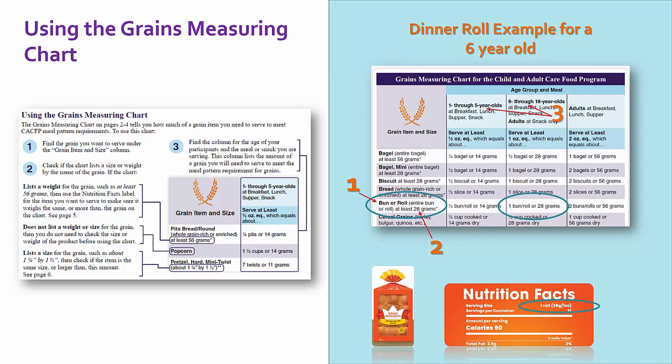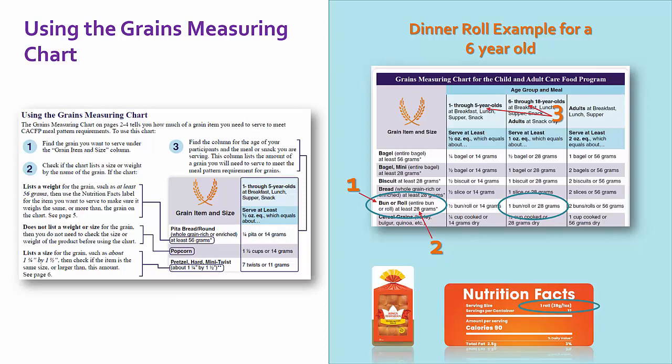So how do we use these charts, okay? So here are the instructions on how to use them. First, you're going to find the grain that you want to serve under the grain item and size. And please be advised that they're listed in alphabetical order. So that's step 1, find the grain. And then step 2, check if the chart lists a size or weight by the name of the grain, okay? And then step 3, you're going to find the column for the age of your participant and the meal or snack you are serving. This column lists the amount of grains you will need to serve to meet the meal pattern requirement for grains. So let's take a look at this example on the right.